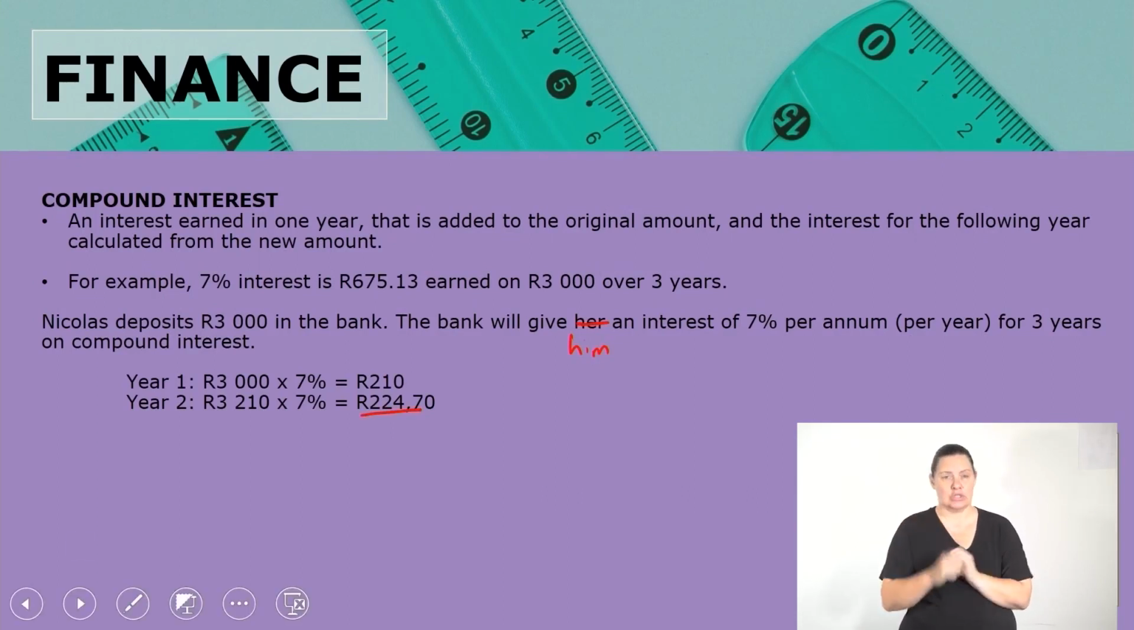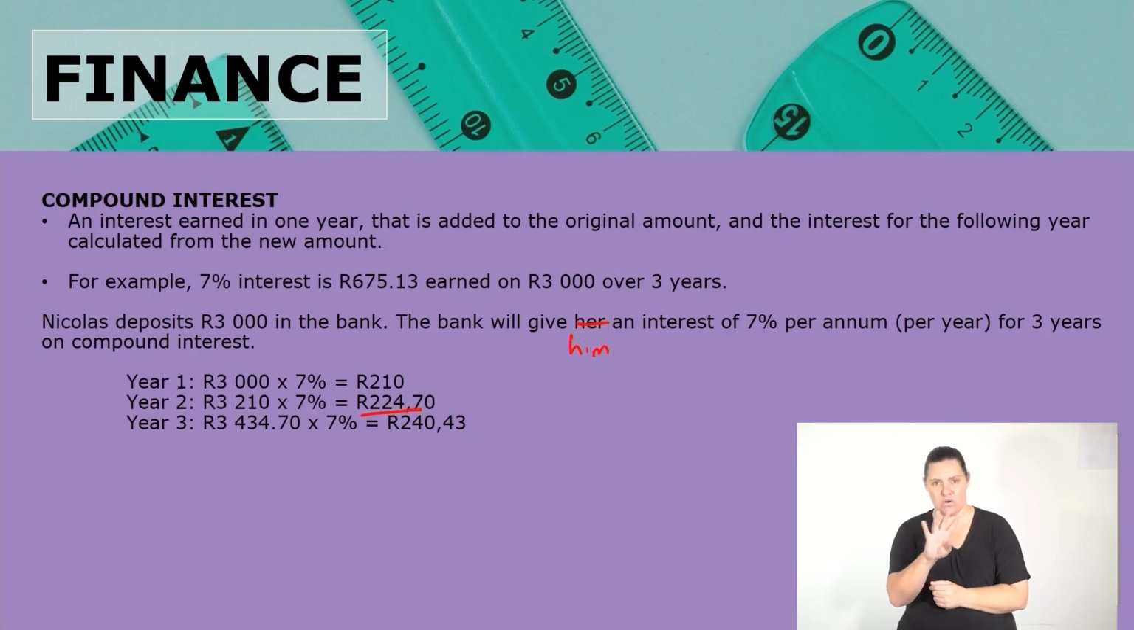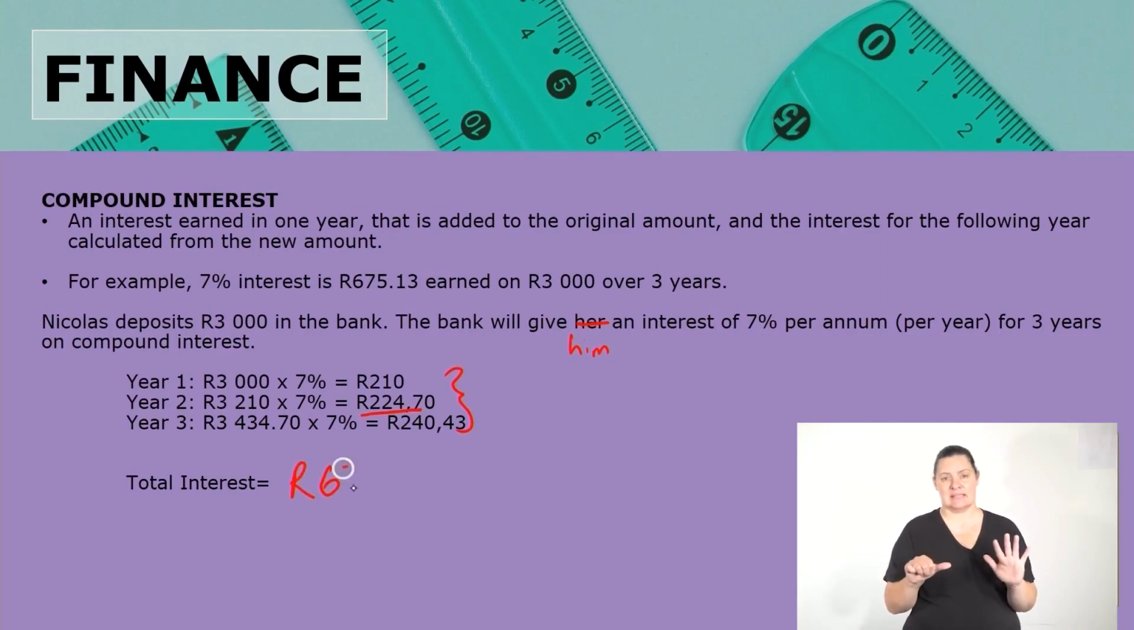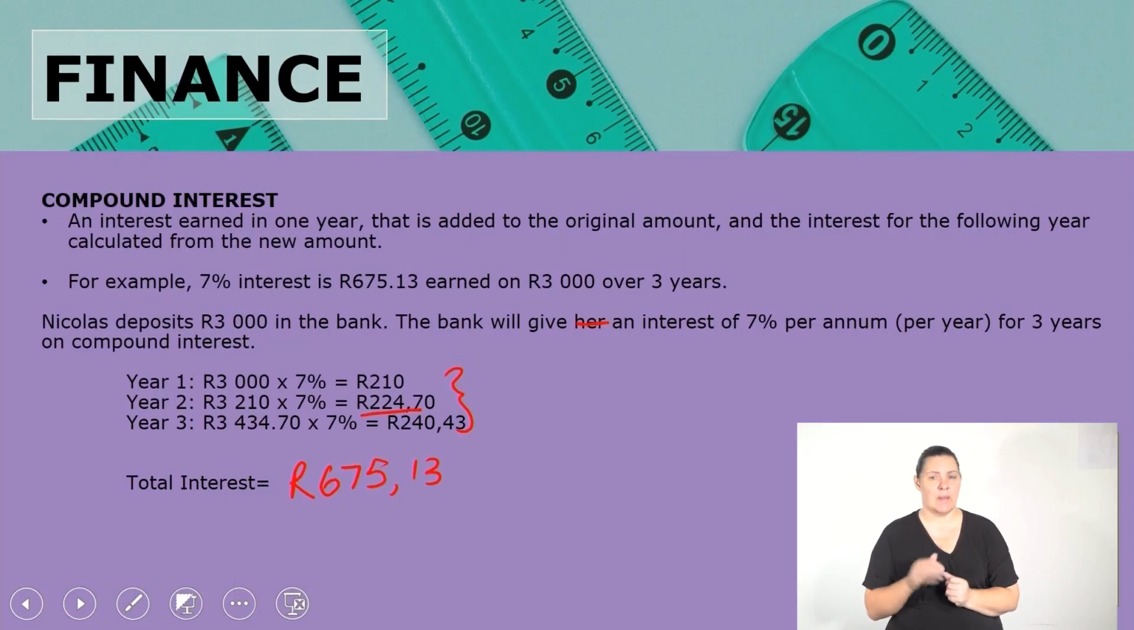In the third year, what happens? That 224 rands is now added into the account again. We have 3,434 rands and 70 cents. And when we calculate 7% of that, it gives us 240 rands and 43 cents. So, how much interest did Nicholas receive? We are going to add these interests there. And how much do you get? Yes, it is 675 rands and 13 cents.